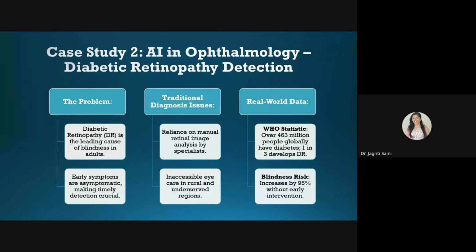Then further, we have one more case, AI in ophthalmology. In this case, we talk about diabetic retinopathy, and this is one of the leading causes of blindness among adults. There are some early symptoms and a variety of issues that patients may experience at an early stage. And if we can identify them on time, it is possibly easier to diagnose the risk of blindness.